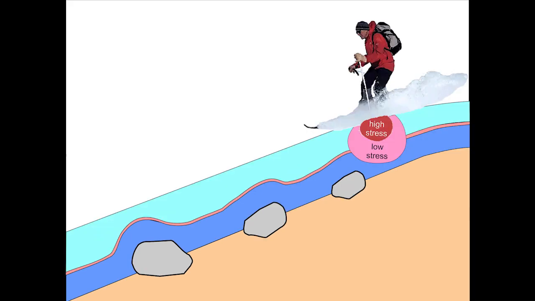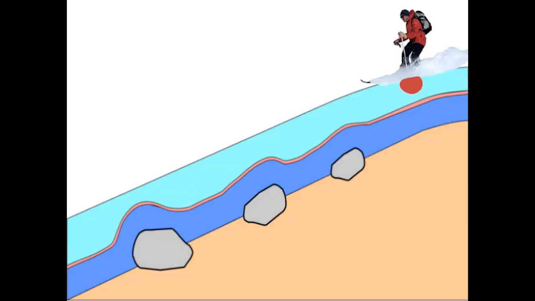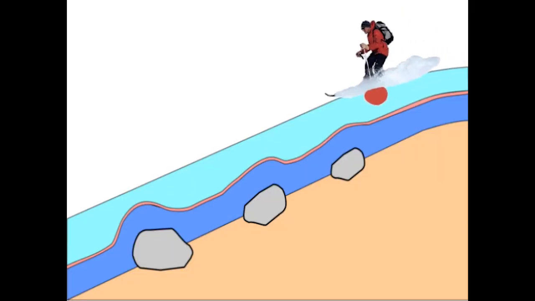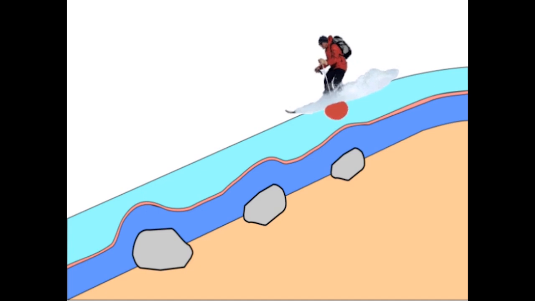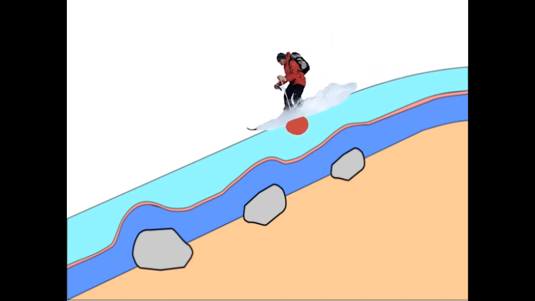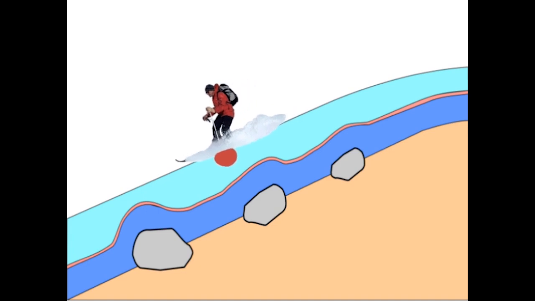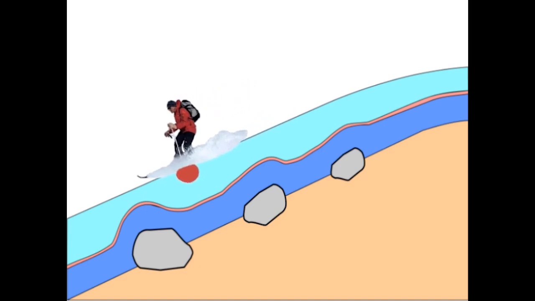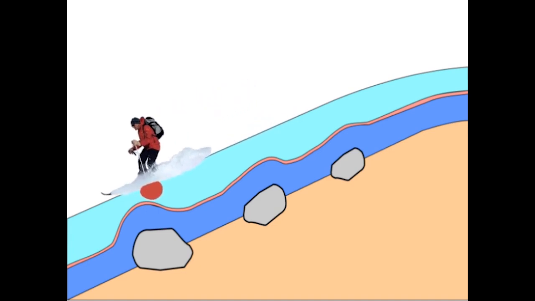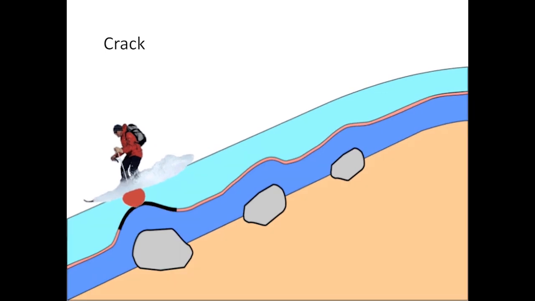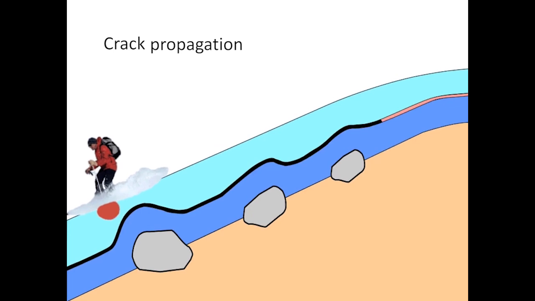The stress under a skier, snowboarder, or snowmobile decreases with depth. This diagram shows a red bulb below the skier where the stress is high. As the skier descends, the high stress bulb does not reach the persistent weak layer over the first rock, and not quite where the slab is thin over the second rock. However, the high stress bulb under the skier reaches the persistent weak layer over the third rock and starts a crack in the layer. If the crack is long enough, it will propagate outwards, including up the slope.